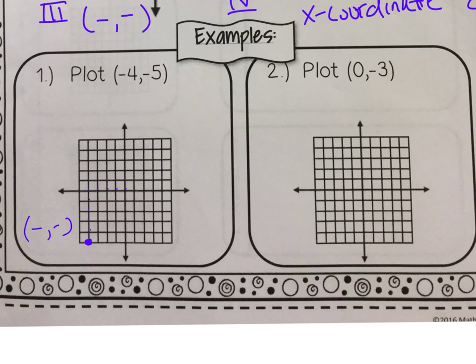For 0, -3, that is not going to be in a quadrant because 0 is our first number. So it's going to be on the line. So if we're going 0 left and right, means we don't go any left and right. -3 is our up and down. It's -3, so we're going to go down. 1, 2, 3. So 0, -3. Be sure to remember whether you go up or down, left or right, and what your 0 is.